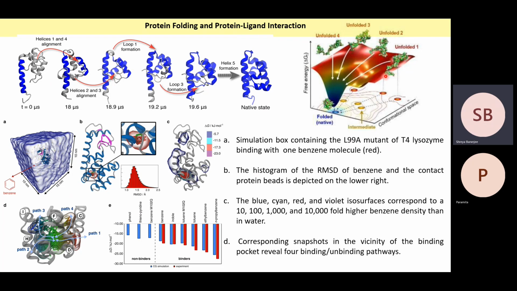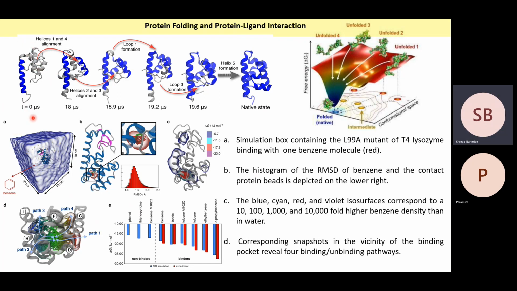If you look at this energy profile diagram, where the free energy is plotted along the z-axis, and the x and y-axis are the conformational space, you can see there are 4 unfolded states, and they are all of higher energy. But the global minimum of the system, which is the lowest possible energy, is the one that belongs to the folded native protein.